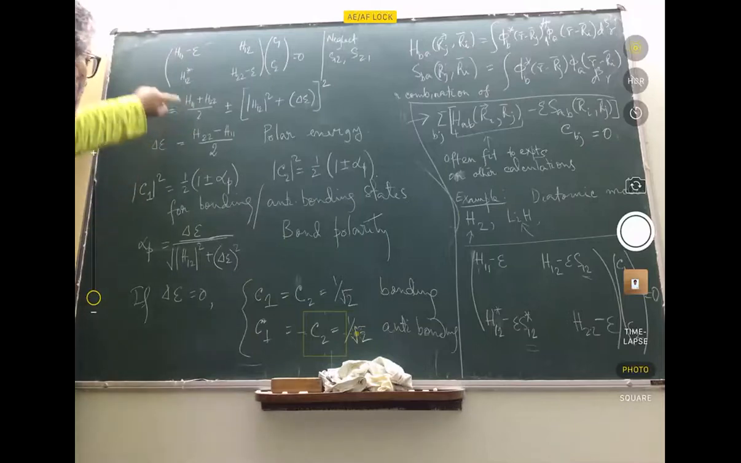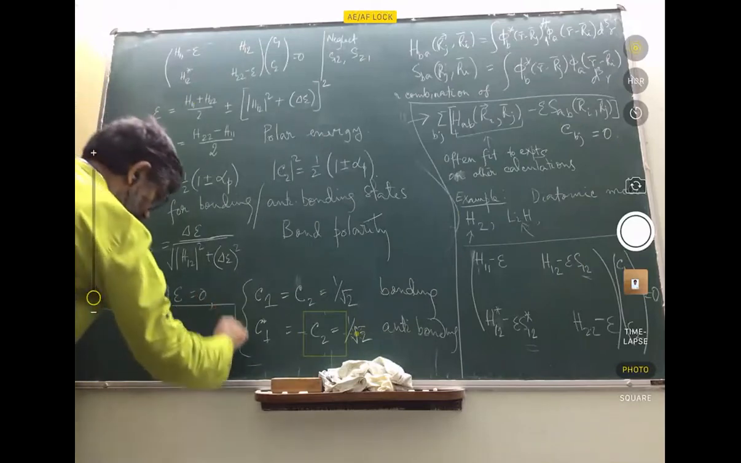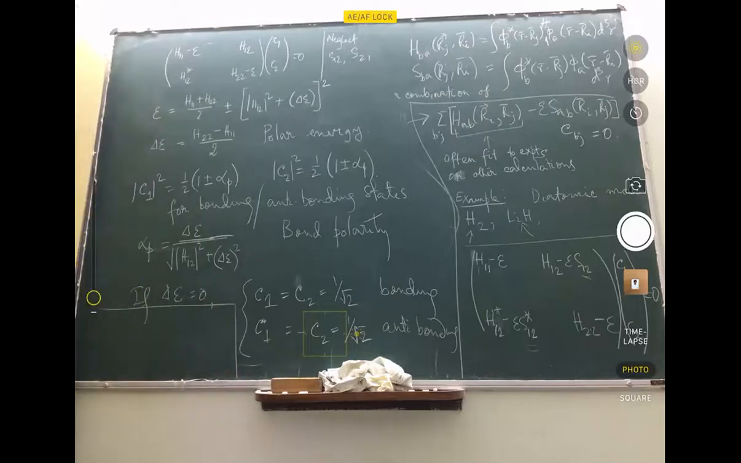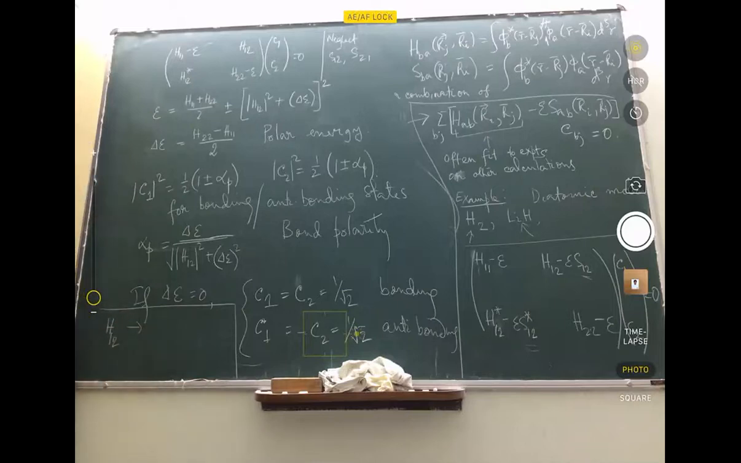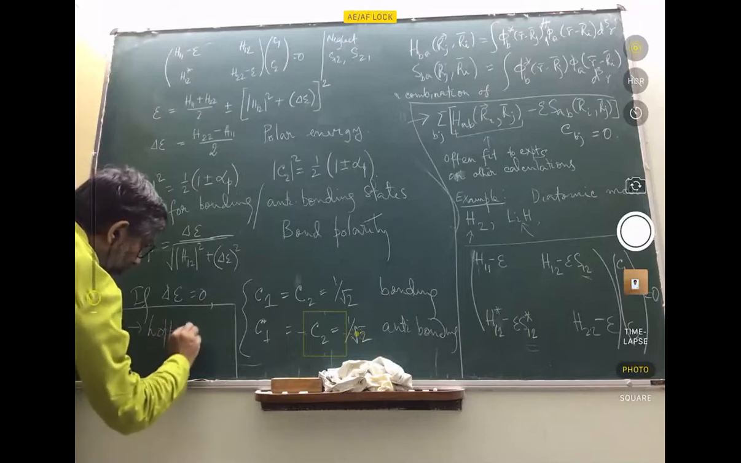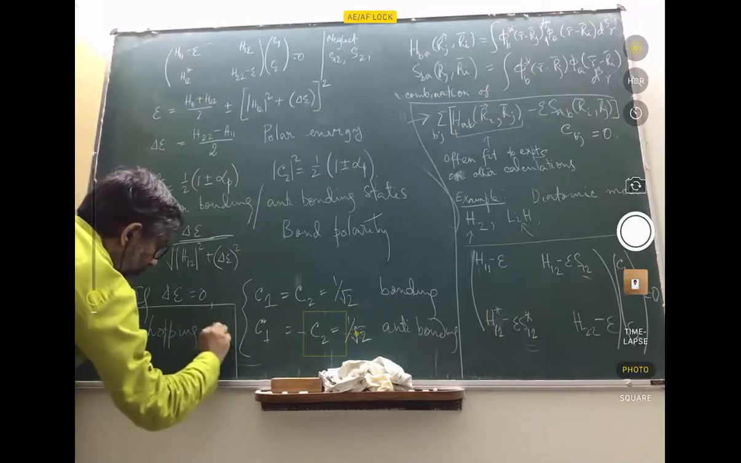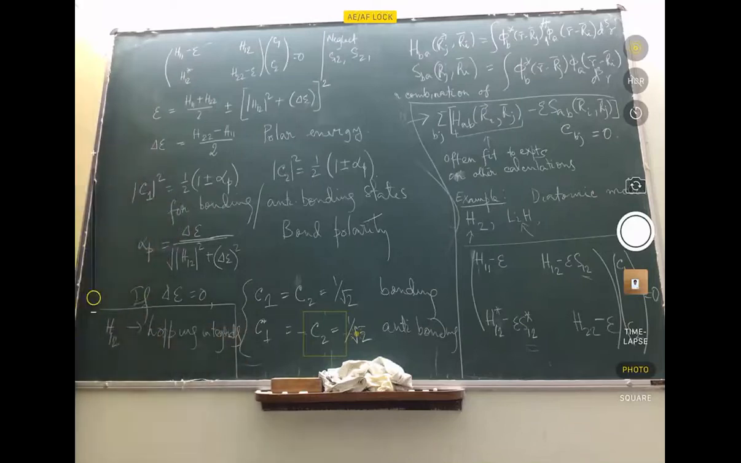So I have these diagonal matrix elements, H11, H22, etc. Then I have these off-diagonal things, H12, or equivalently H21. Those are called covalent energy in the molecular context, and in the context of solid state, these are more commonly called the hopping integrals.